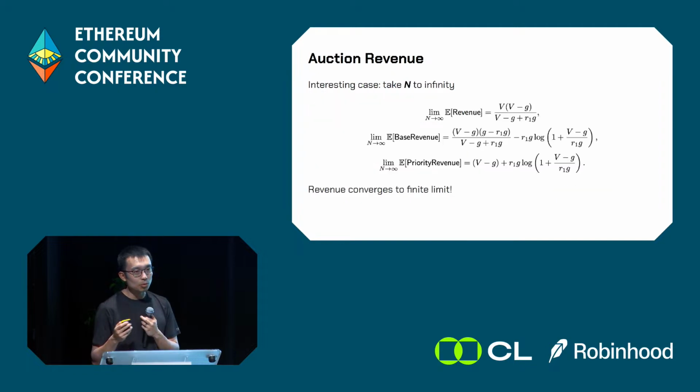Okay. One other note I want to mention is, even though you have the spamming problem, as we mentioned, in the case of infinite amount of participants, you still have a finite limit for the revenue, and that's because as the number of participants grew, they will choose a strategy that's less aggressive, and that effect offsets the increase in number of participants, and your expected revenue converges to a finite amount.